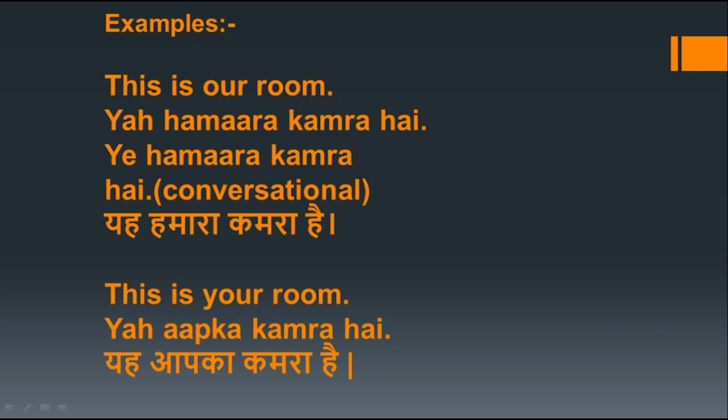This is our room. Now, what is the structure? SOV, subject, object, verb. The subject is ye. Conversationally, you can say ye. Otherwise, you can say yeh. Yeh hamara kamra hai. Our room is hamara kamra is hai. ये हमारा कमरा है और यह हमारा कमरा है.